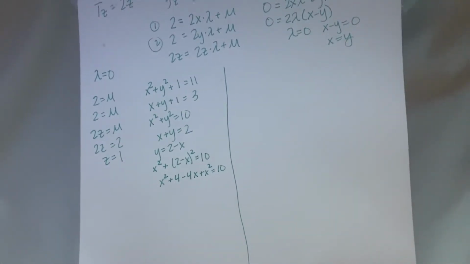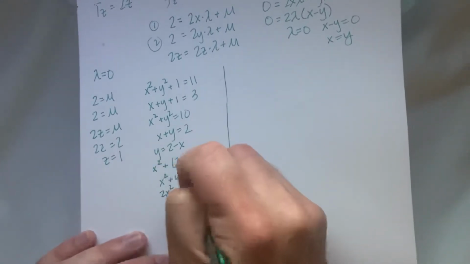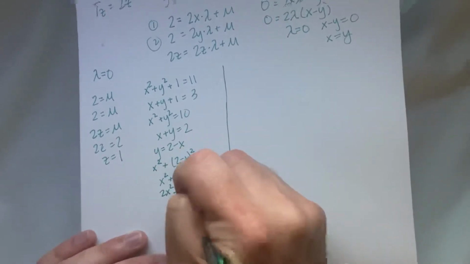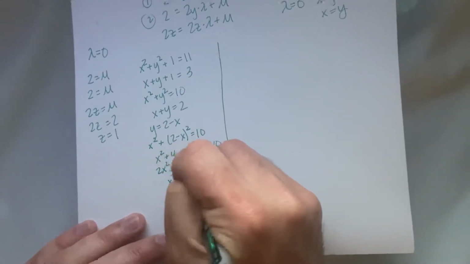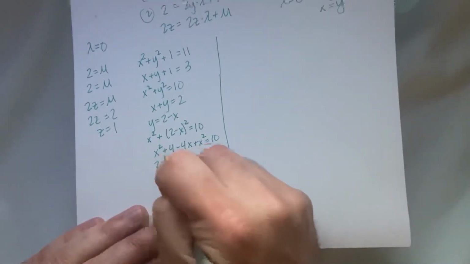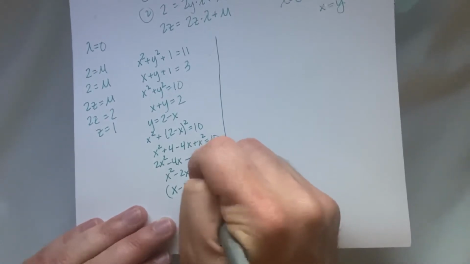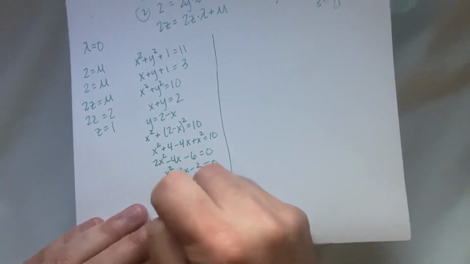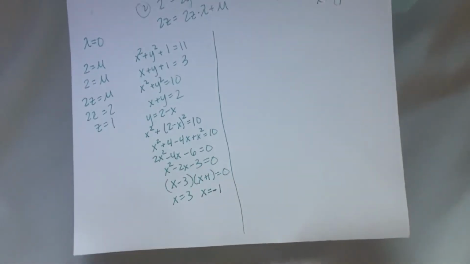If I move everything to one side, that would be 2x squared minus 4x, 4 minus 10 is minus 6, equals 0. Divide by 2: x squared minus 2x minus 3 equals 0. So either x minus 3 or x plus 1 equals 0. So either x is 3 or x is negative 1.